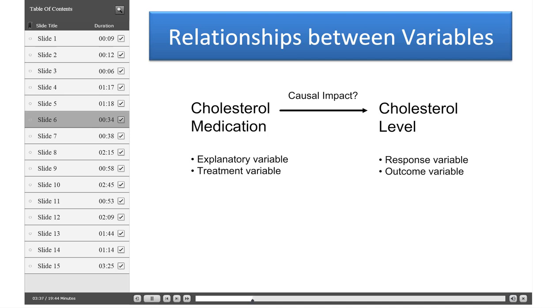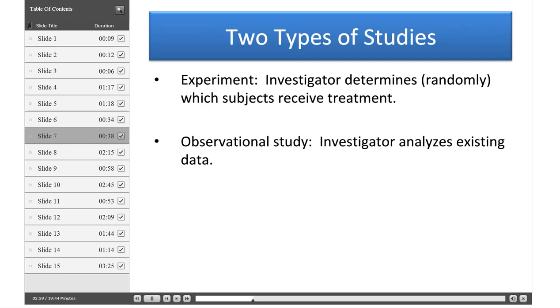There are, broadly speaking, two types of studies that can be used to determine the relationship between two variables. The first is an experiment, which is where an investigator actually determines which subjects receive a treatment and which subjects do not receive a treatment. In an experiment, the investigator plays an active role in controlling what's happening in the study.